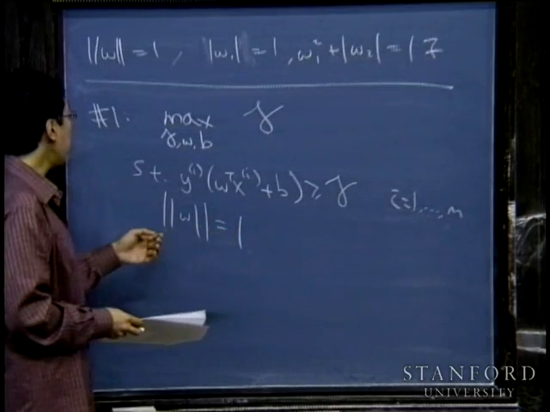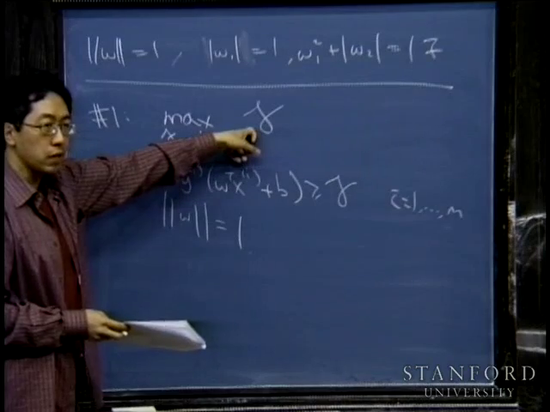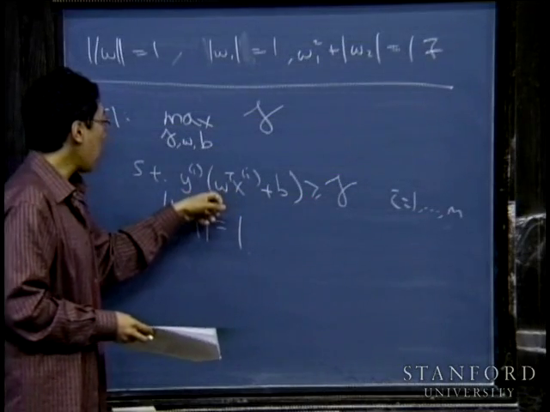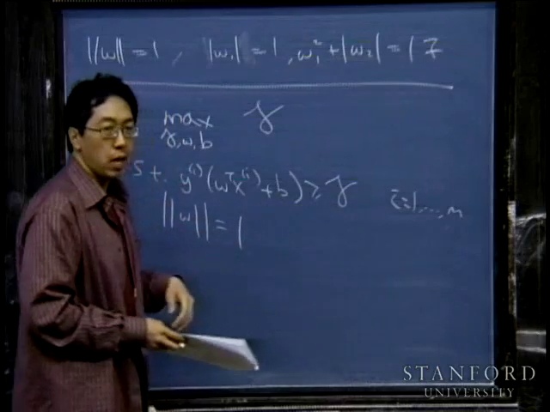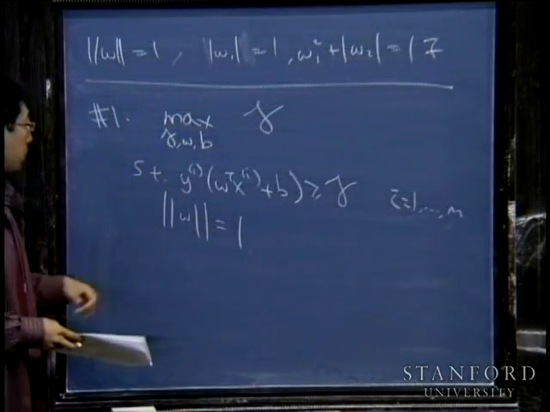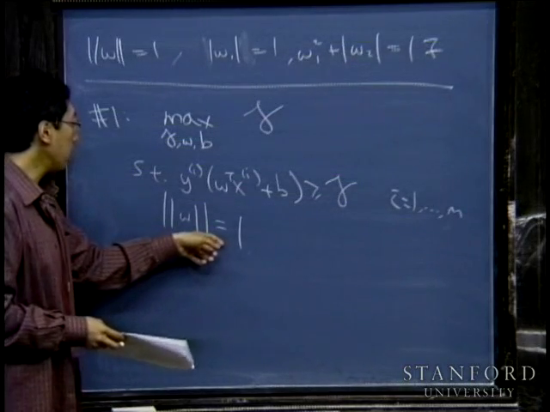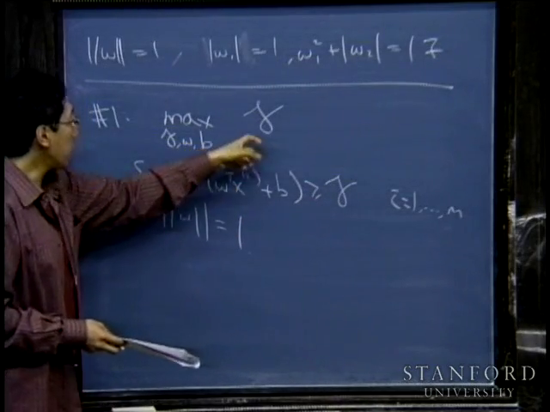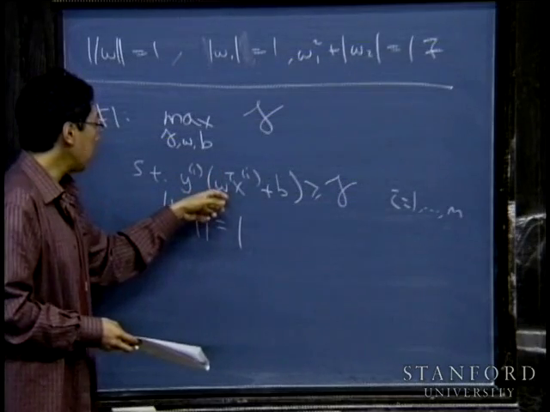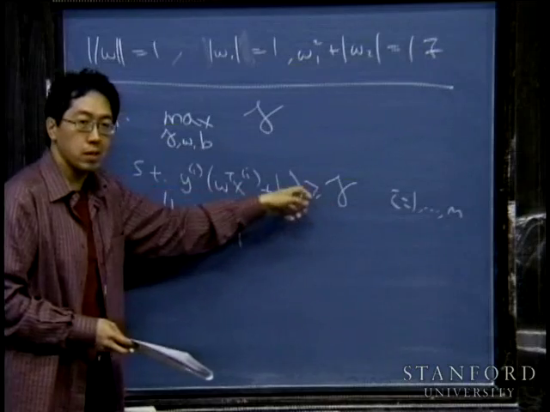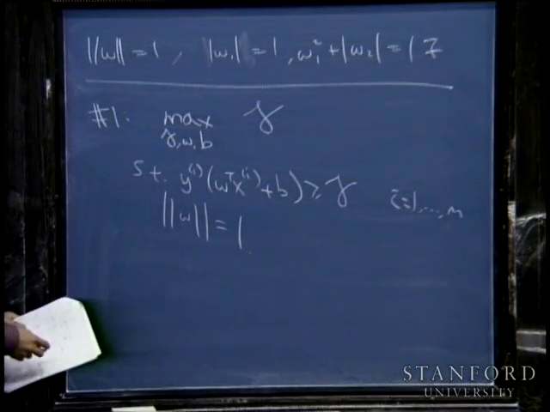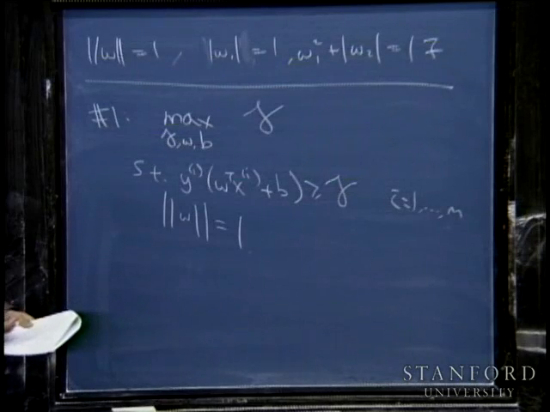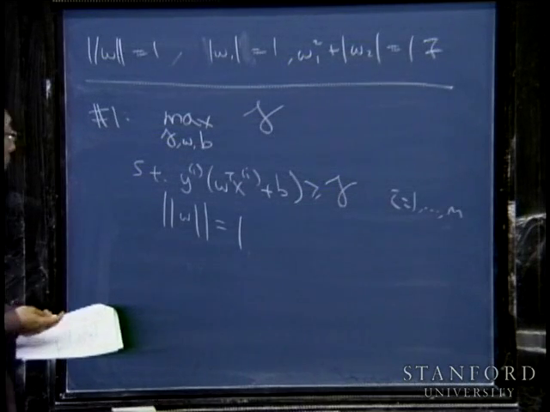And so I'm saying I want to find a value for gamma that's as big as possible, so that all of my training examples have functional margin greater than or equal to gamma. And with the constraint that norm of W equals 1, functional margin and geometric margin are the same, right? So this is saying, find a value for gamma so that all the geometric margins are greater than or equal to gamma. Okay. So if you solve this optimization problem, then you have derived the optimal margin classifier.